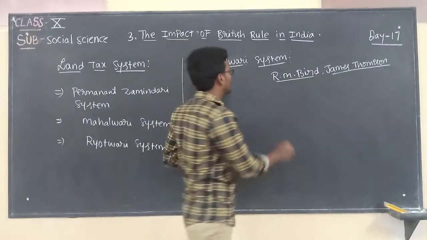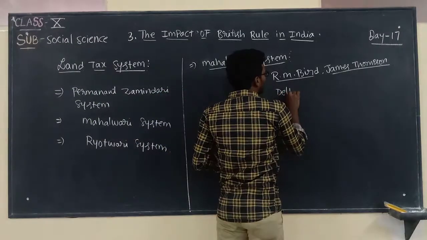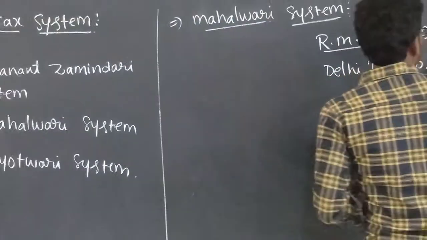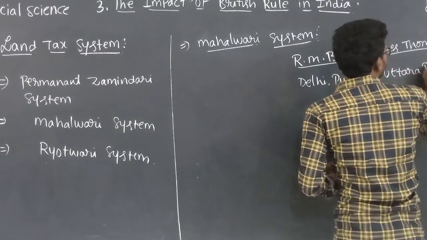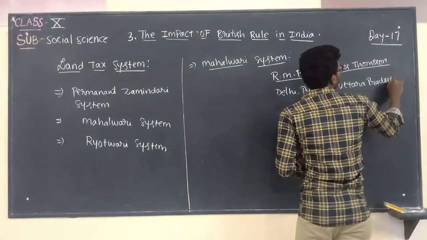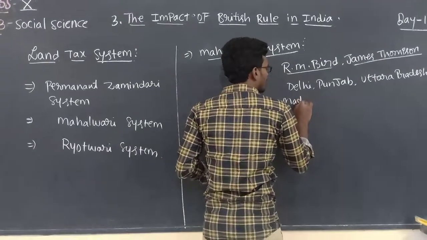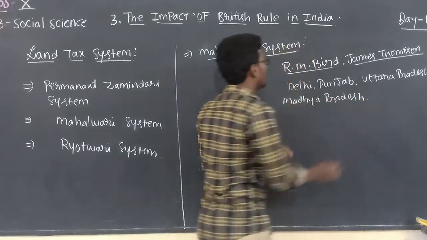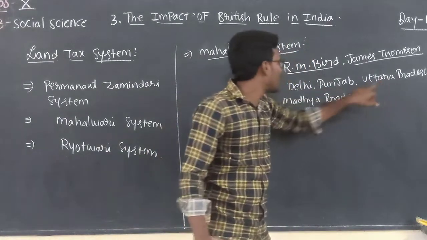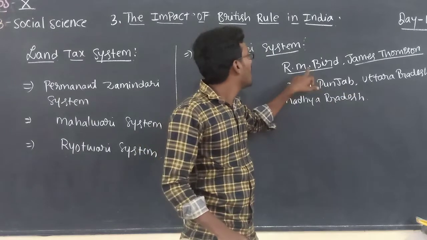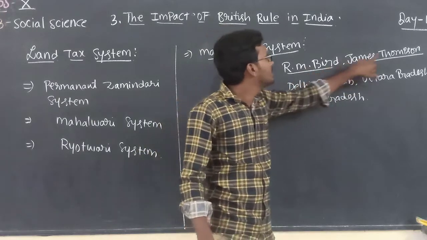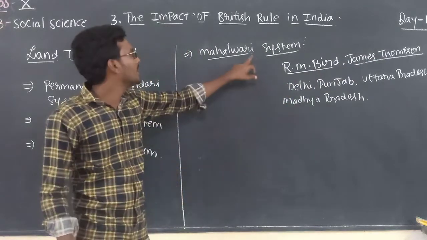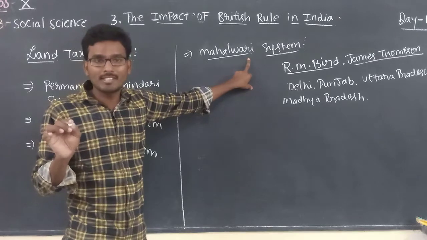In which regions? In regions like Delhi, Punjab, Uttar Pradesh and Madhya Pradesh, in those regions R.M. Bird and James Thompson implemented a new kind of land tax system in India, that is the Mahalwari system. What is the system name?